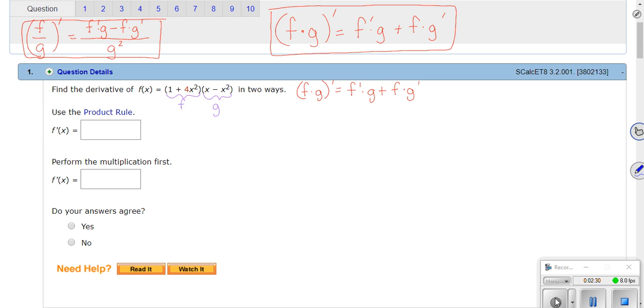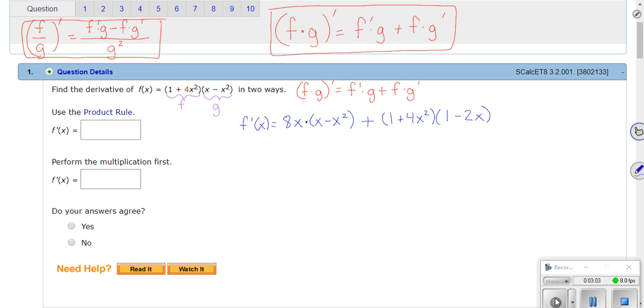So f prime of x is going to equal the derivative of f, that's 8x, times g, that's x minus x squared, plus the f function, which is 1 plus 4x squared, times the derivative of g. The derivative of x is 1, the derivative of minus x squared is minus 2x.